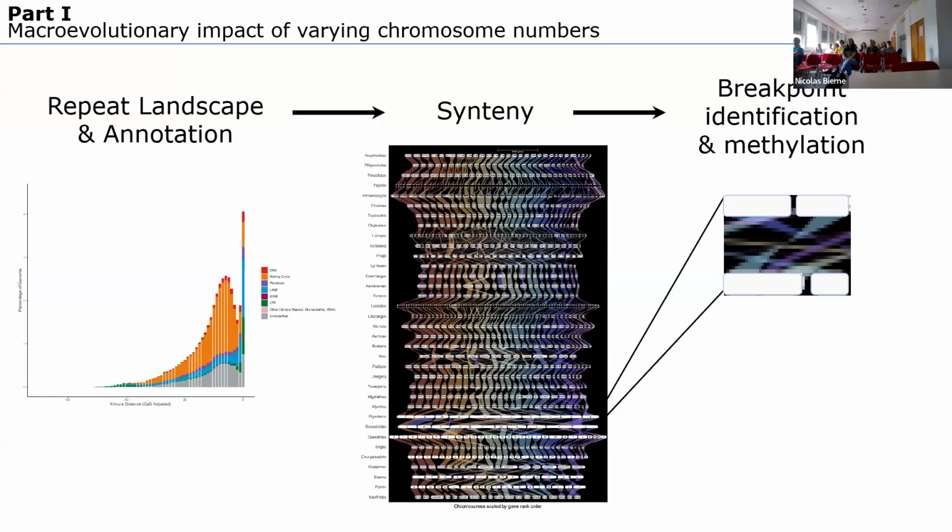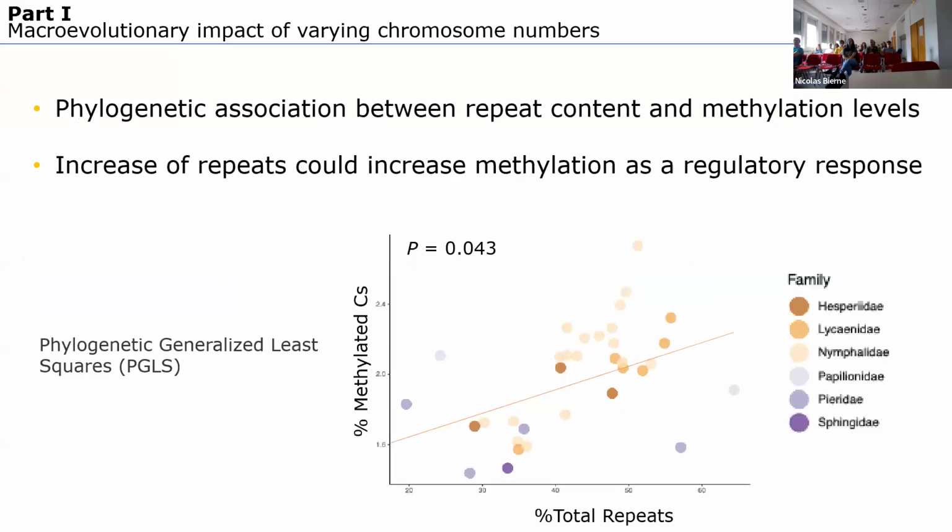So we don't have the fine scale analysis yet, but at large, just looking at the repeat content of a genome against the percentage that is methylated, you see, phylogenetically corrected, there's a positive correlation, suggesting that an increase of repeats could actually increase methylation as a regulatory response. And of course, you can see there's this one group here of nymphalids, which are outliers where the slope is much steeper, and those are Arabia. As usual, they do something else.